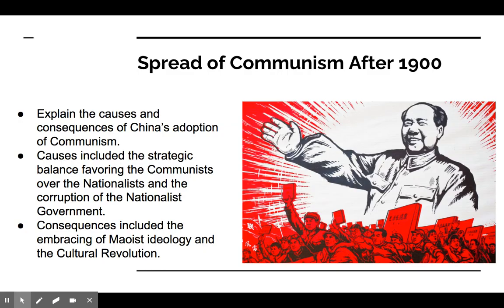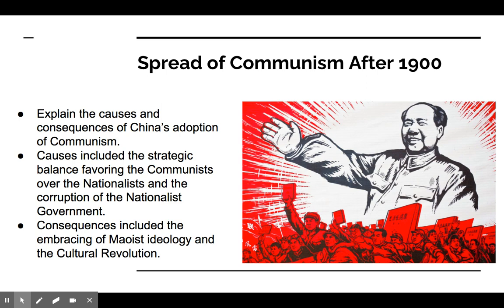We began by focusing on the spread of communism after 1900, and specifically in China. Students were asked to explain the causes and consequences of China's adoption of communism. Causes included things such as the strategic balance that favored the communists over the nationalists at the end of World War II, and the fact that the nationalist government was corrupt, which led the citizens of the country to lean more towards sympathizing with the communists.